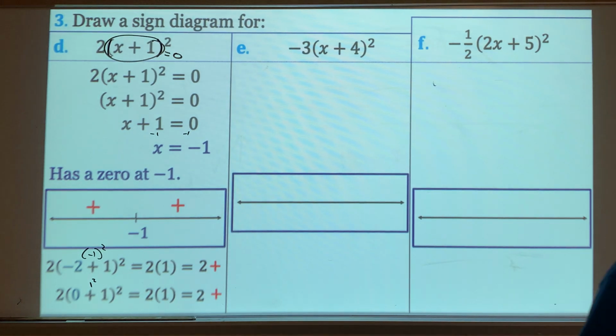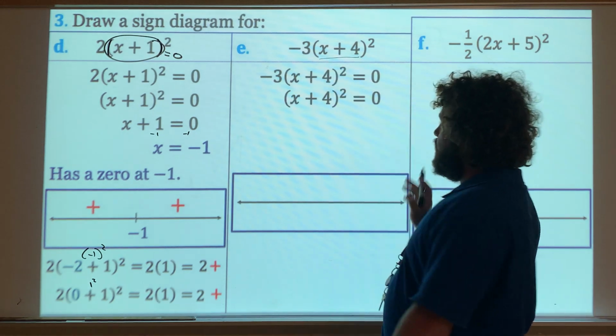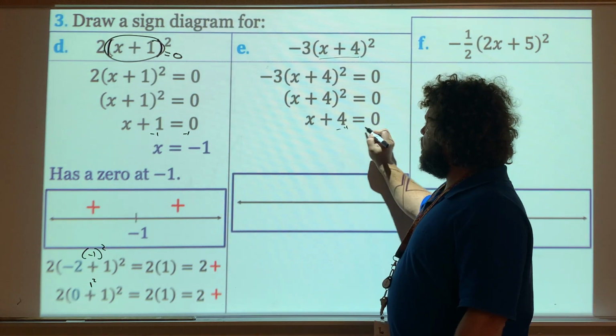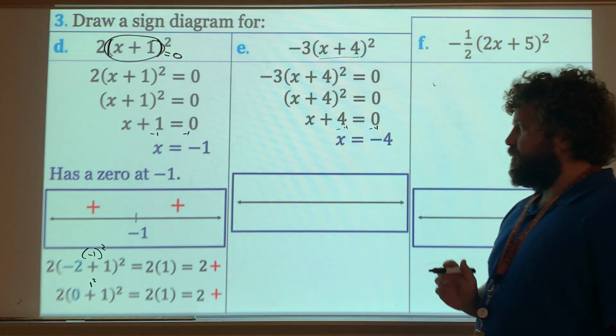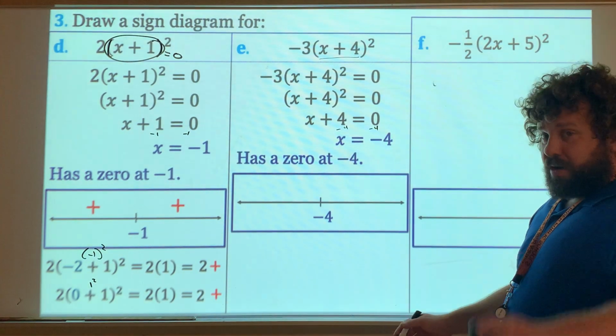E. Take this. All we care about is this again. So all that other stuff goes away. You're left with x plus 4 equals 0. Subtract 4 from both sides. X equals negative 4. You have a 0 at negative 4. So every number less than negative 4, not 0.